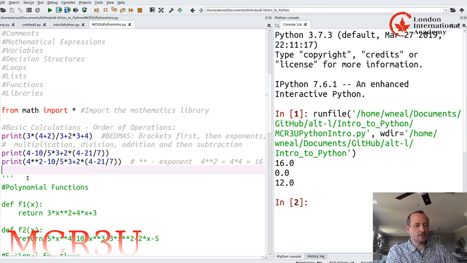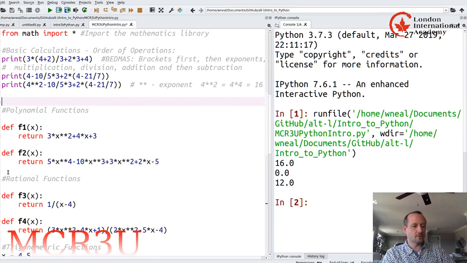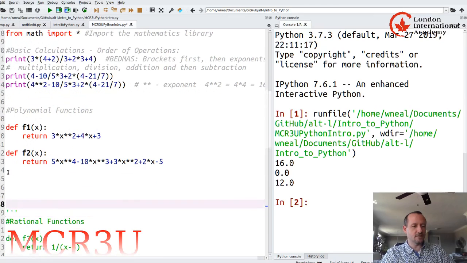Now let's move on to some topics that we'll encounter in our course. The various chapters of our textbook that you saw yesterday cover these various topics here. So first of all, the notion of a function. And I've presented here 2 different functions. This one is 3x squared plus 4x plus 3. So there it is there, 3x squared plus 4x plus 3.